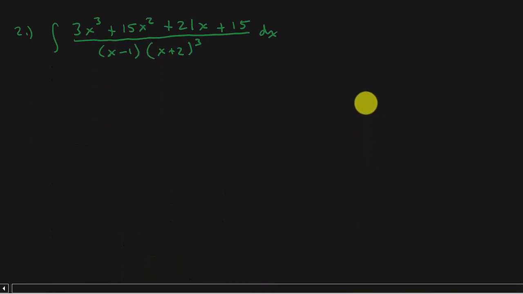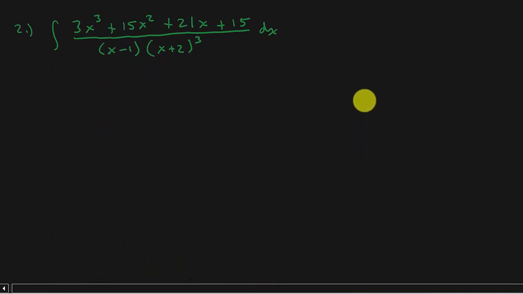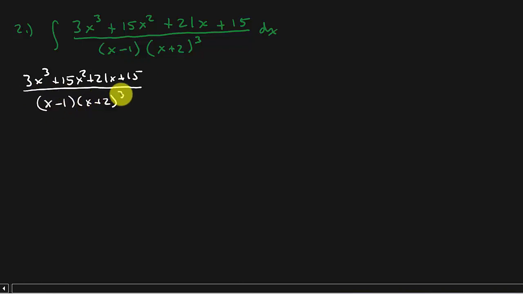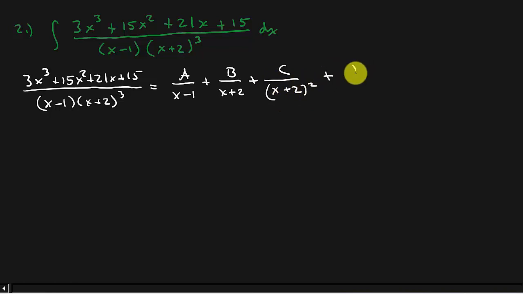So let's go to the next one. Ooh, look at this one. This one doesn't look fun at all, does it? Let's see what we got here. All right. So we've got 3x cubed plus 15x squared plus 21x plus 15 over x minus 1 times x plus 2 cubed. All right, so that's a over x minus 1 plus b over x plus 2 plus c over x plus 2 squared plus d over x plus 2 cubed.